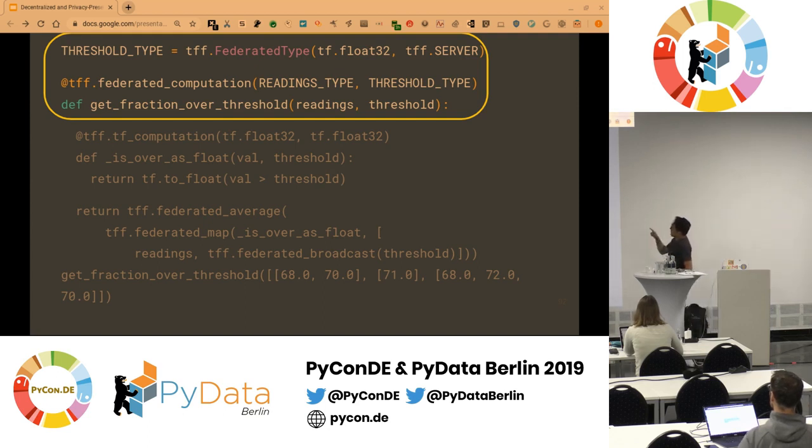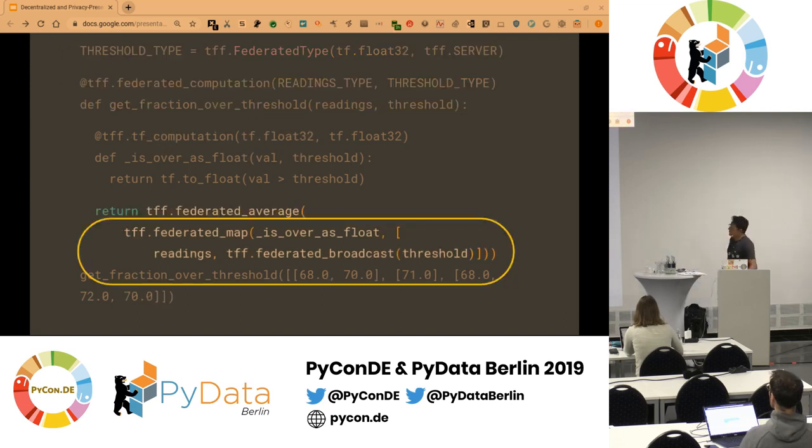Once you're done, we declare this as the federated computation. It now needs a readings type and a threshold type, and you basically get fraction over threshold. The is-over-as-float function is the local computation that's happening on the device itself, which uses the threshold.